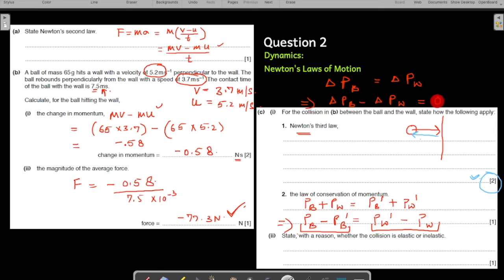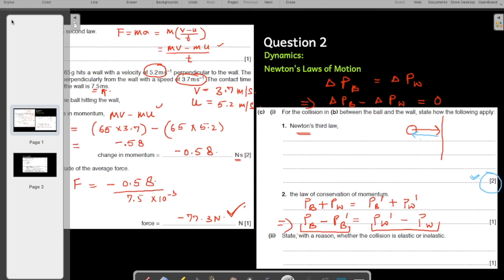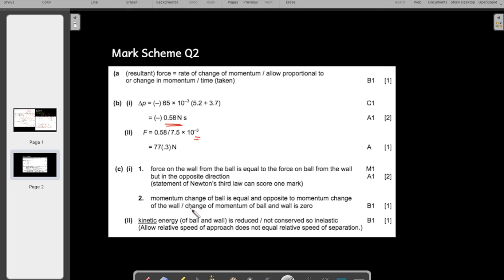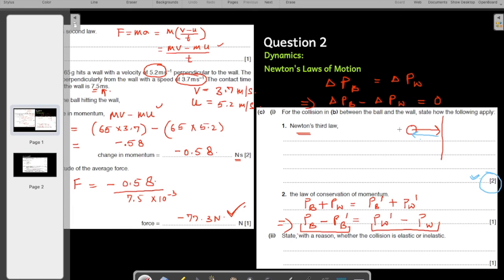You can talk about the law of conservation of momentum in so many ways: way 1, way 2 or way 3. Everything is acceptable. This is what the last point says. Change in the momentum of the ball and the wall is 0. This last statement here is the same as this here. Change in the momentum of the ball and the wall is 0. Right? So many ways of writing this answer.